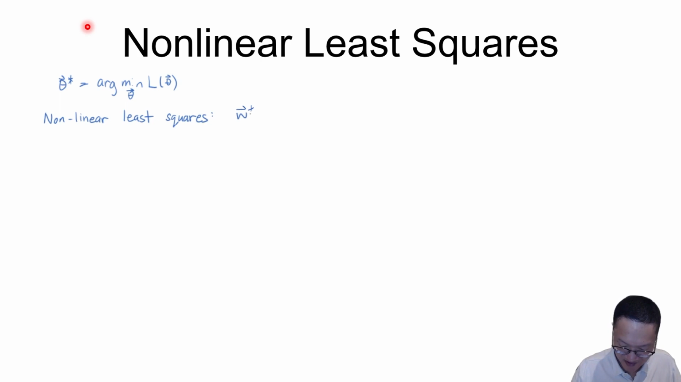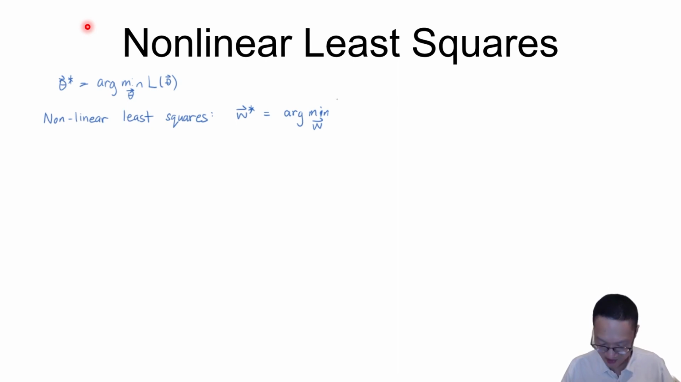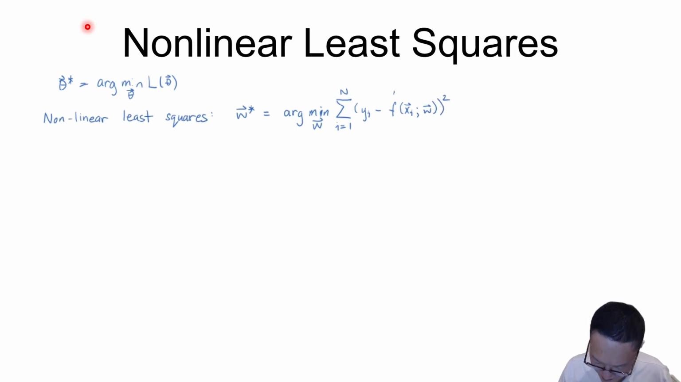the specific instance of the problem is W star equals argmin over W of our loss function, and our loss function is a square loss. We sum over all the data points, and for each data point, we compute the difference between the label and what our nonlinear model predicts. Okay, so this f is nonlinear.